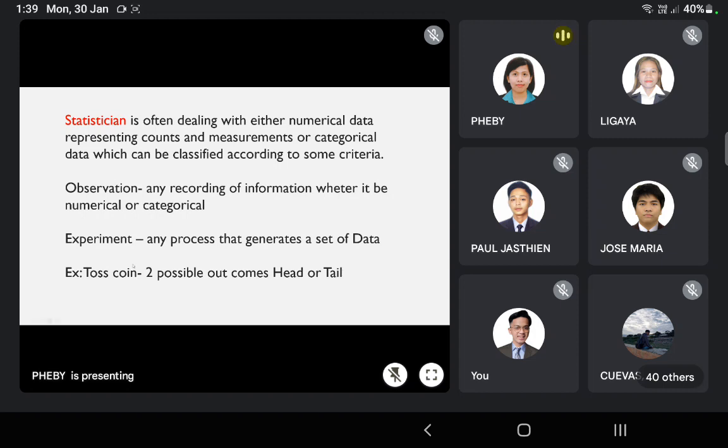Okay, so experiment: any process that generates a set of data. For example, ang experiment natin is tossing a coin. There are two possible outcomes, pwedeng head or tail. So that is an experiment. Naglalaro ka lang ng toss coin, nag-experiment ka na pala. And there are two possible outcomes, it's either a head or a tail.